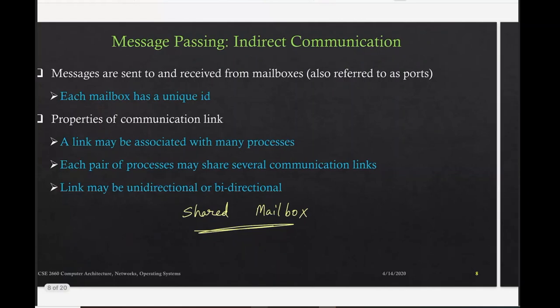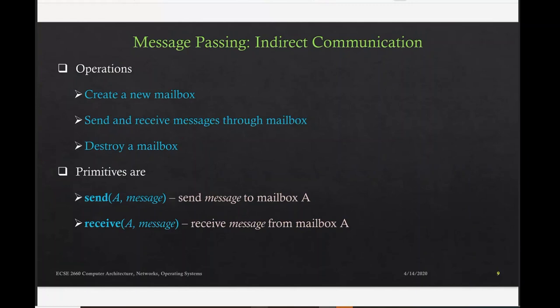All right. Let us take a look at what operations are involved as far as indirect communication is concerned. Well, we need a mailbox, right? So you need to create a mailbox, send and receive messages between processes through that mailbox, and at the end, you destroy the mailbox. The primitives being used are again send and receive, the same primitives.